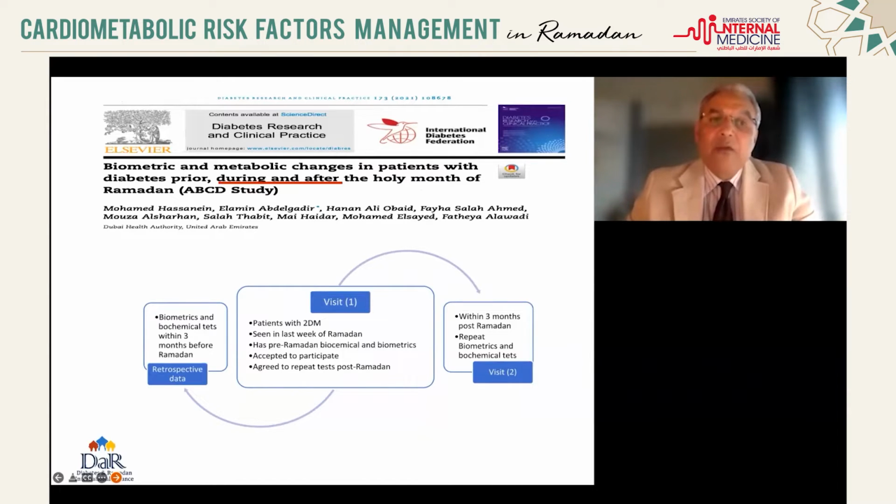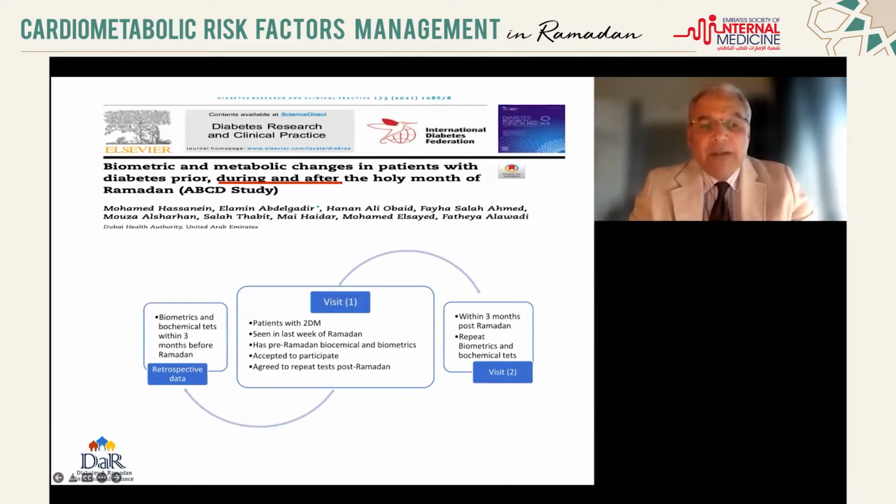So in none of these trials were we certain what happens during Ramadan in comparison to before and after. And in this particular trial, which we did in Dubai Health Authority, it was simpler. The vast majority of patients were from primary care. What we did was look at the people who came to our clinic during the last 10 days of Ramadan. Because we have electronic records, we looked at similar data for them before Ramadan, and we asked them to repeat the same tests after Ramadan.